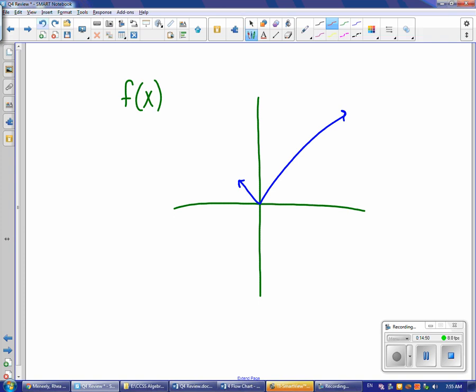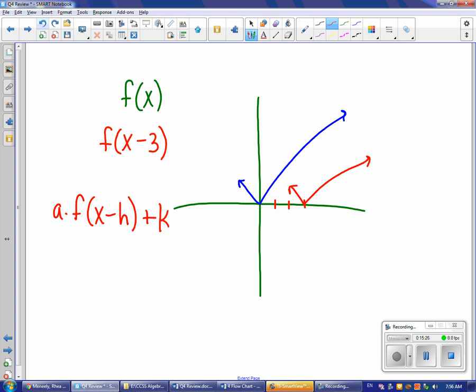If I were to do something like f of x minus 3, when it's inside the parentheses, it's affecting my x value. And so this is actually going to shift my graph to the right 3 units. And so now my graph looks like this. All I've done is perform the a, h, and k transformations on some other function. It doesn't matter what kind of function you're dealing with. So it's important that you remember those transformations. In general, it looks like this.